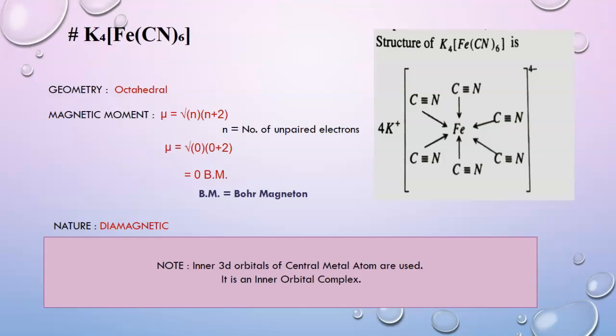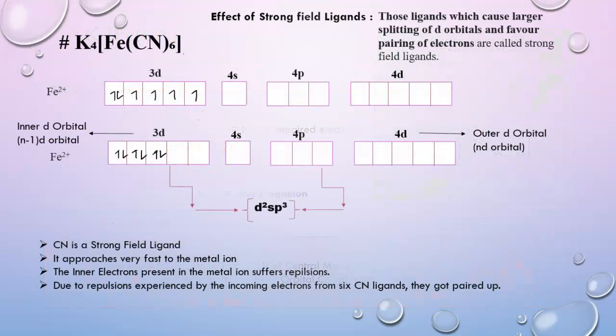Just give me a minute. This slide is not working properly. Okay, so back to the same question. Pairing occurs now. See how many are unpaired and how many empty orbitals there are. We need 6 empty orbitals as per the coordination number.